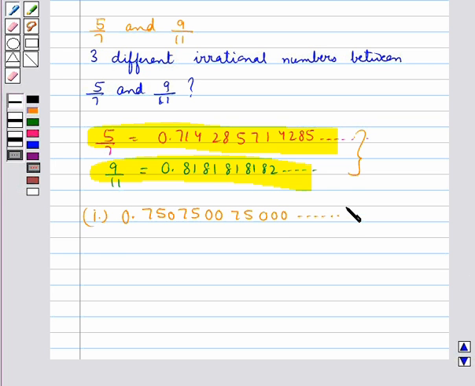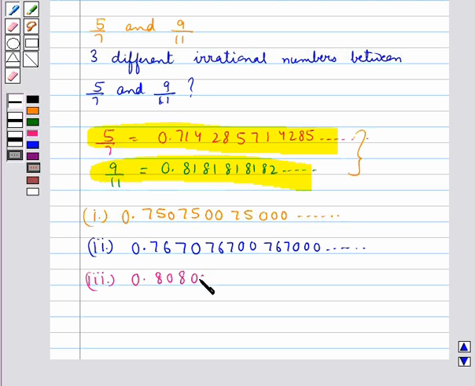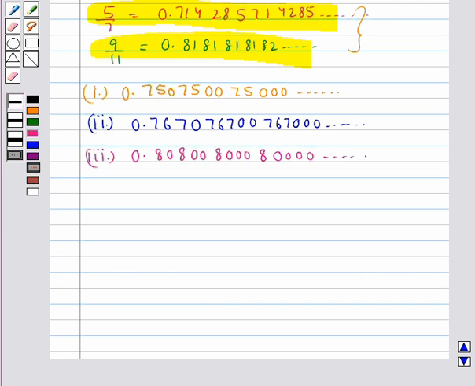Like the first irrational number between these two numbers is given by 0.7507507500 and so on. Then the second irrational number can be given by 0.767076700 76700 and so on. Then the third irrational number is given by 0.808000 8000 8, 4 times 0, and so on. So this is how we find the irrational numbers between given two numbers.